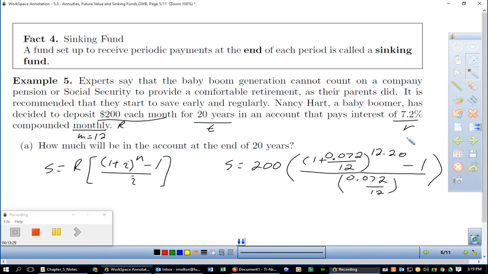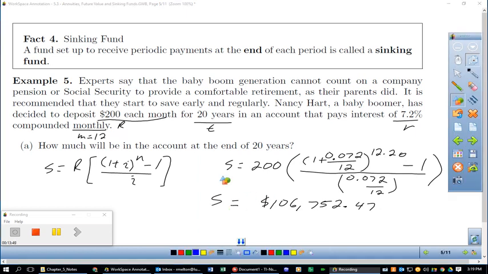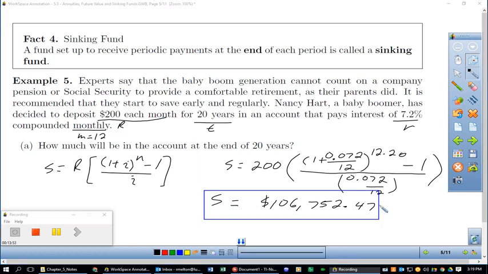We have a big set next to the 200, and we have a couple of smaller sets in there. However you type this in, you should get $106,752.47. Because you are learning how to do this, you need to make sure you do these problems on your own. If you're not getting the same answers I am, then you need to take a step back, and we just need to figure out where you're doing something incorrect.